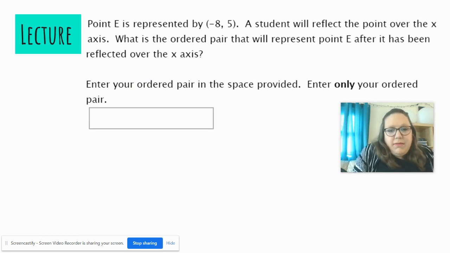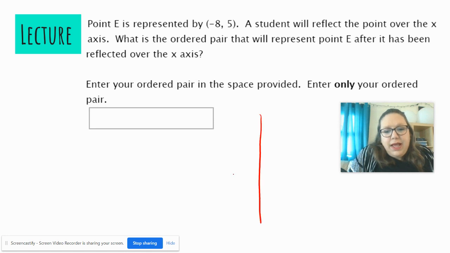Point E is represented by -8, 5, and then a reflection will appear over the x-axis. Okay, so reflections we have not talked about in a while. So I'm going to draw an axis here just so we can see it visually. This is -8, and then this would be 5. So that's point E here. This is Y, and then this is X.